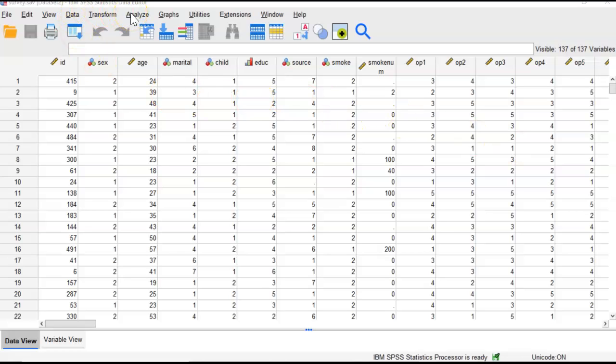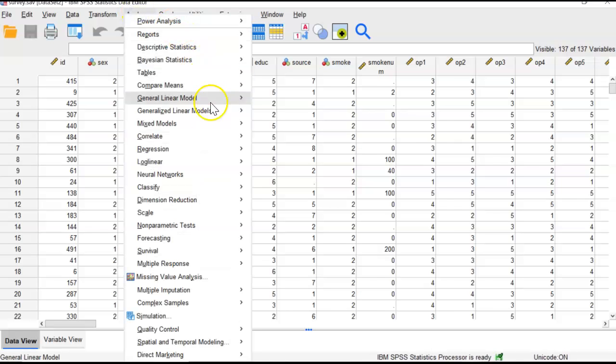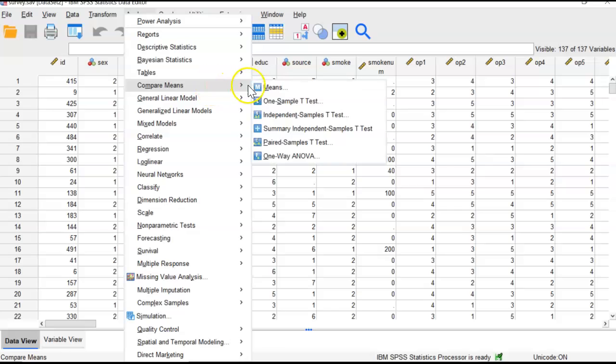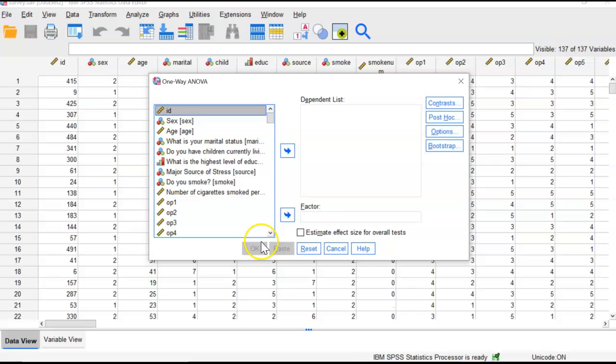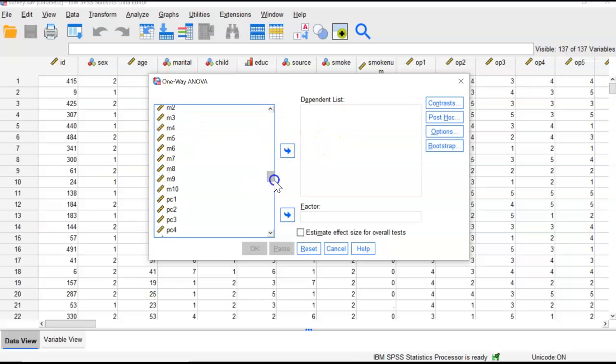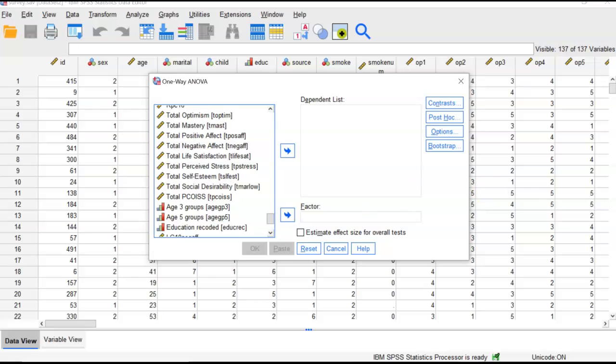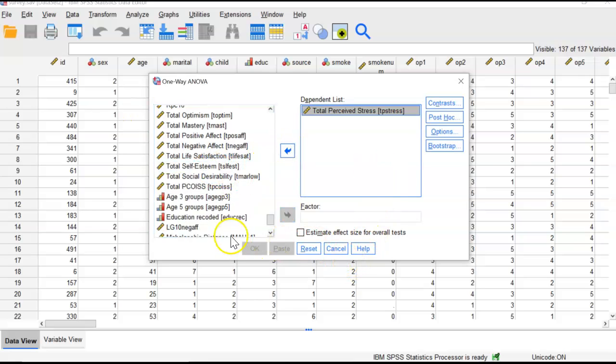Following the instructions, you go to Analyze, Compare Means, and you go all the way to the bottom and select One-Way ANOVA. Now here you have a dependent list. That's where you put the variable that you want to compare the groups on, and we are comparing them in terms of levels of perceived stress, so total perceived stress. Put that in the dependent box.